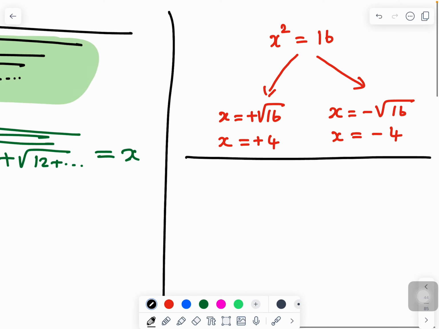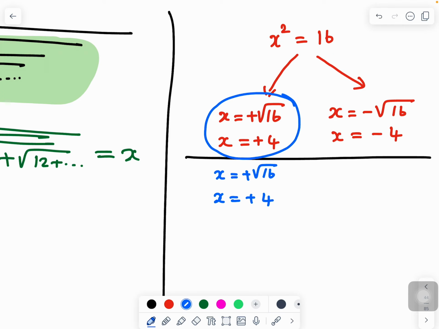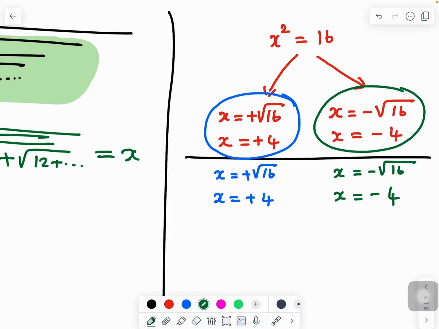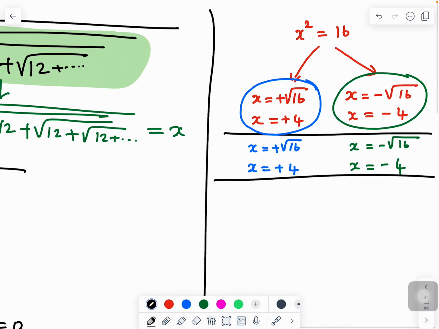Now if I slightly modify the question, if I ask how many solutions are there for x is equal to plus root 16, you know what the answer is? It's not two solutions. It is just one solution, x is equal to plus 4, because we are just speaking about one branch of the previous question. Similarly, if I ask how many solutions are there for x is equal to minus square root of 16, there is only one solution, which is minus 4, because we are speaking about one branch of the previous question. Okay. So this is one clarification that I'd like to give here.